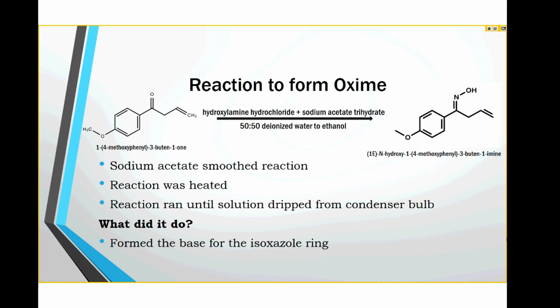this oxime over here. So the reaction had to be heated, and one of the reasons for that was because we had a condenser on top of the reaction flask. And we waited until we started to see some solution drip off that condenser, and that would indicate to us that the reaction had gone to completion. And what this did was form the base for the isoxazole ring. So you can see over here on the oxime this kind of semi-ring over here. Well, that ring is eventually going to be cyclized and connected to form a complete isoxazole ring.